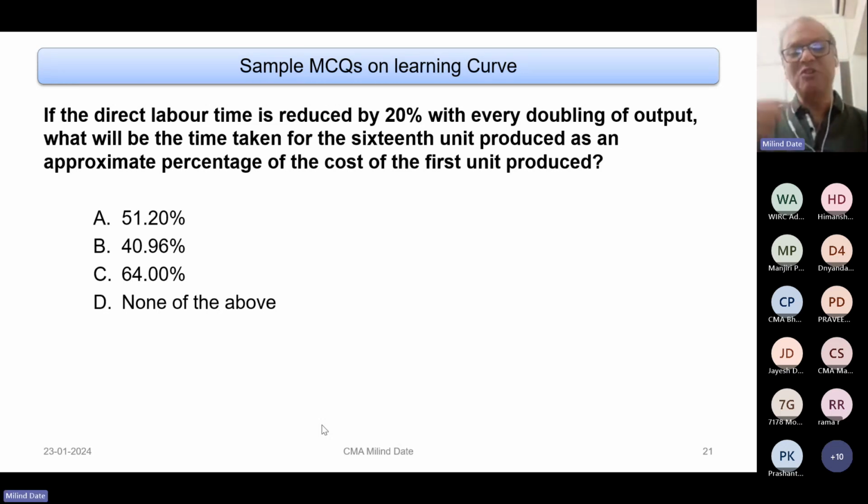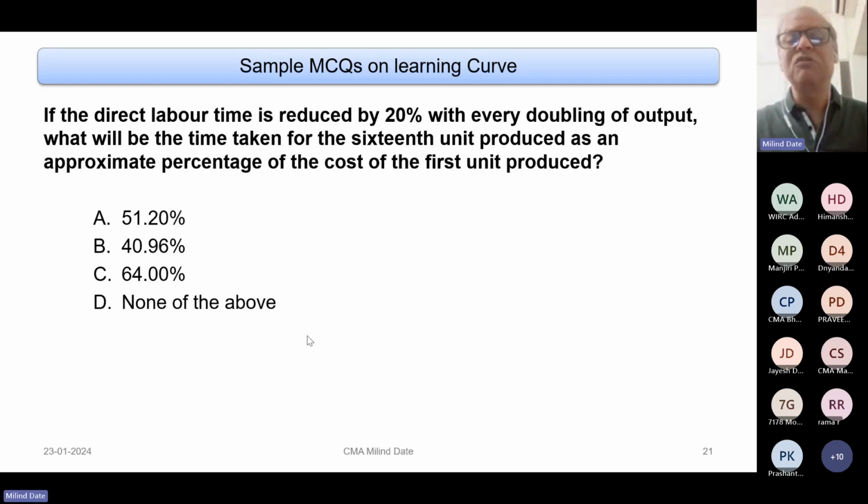You double it from 8 to 16. Now 80% of the previous, which is 51.2. So 80% of 51.2 is 40.96. So yes, the correct answer is option B. So as I said, if you're lucky enough, you get a question like this in the MCQs on learning curve in the examination. Well, these are the marks which you should never lose. But in real life scenario, it is very hard to apply these concepts as compared to the other emerging cost techniques we discussed so far.